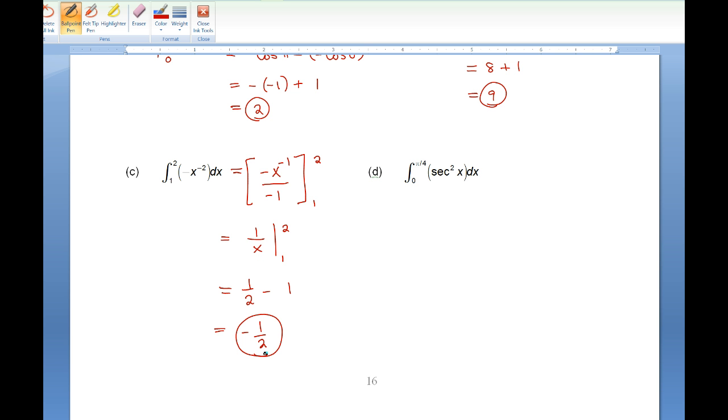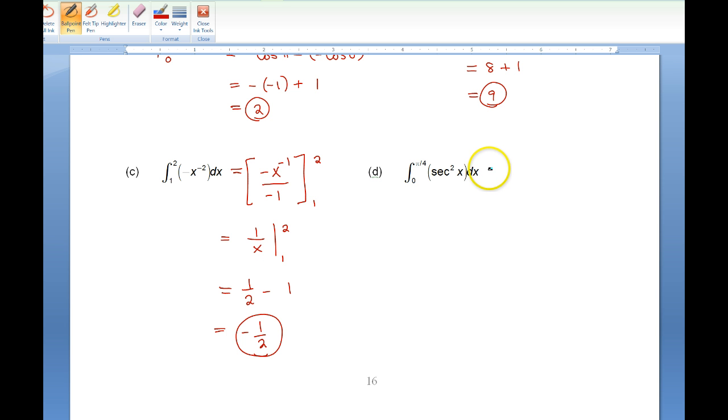How about the next one? Secant squared. Remember, if you have trouble, just think what gives us a derivative. You can have a negative value. Just real quickly, if we end up with a negative value, it doesn't necessarily mean the whole curve is below the x-axis, but more of it is below the x-axis than above. That's okay.